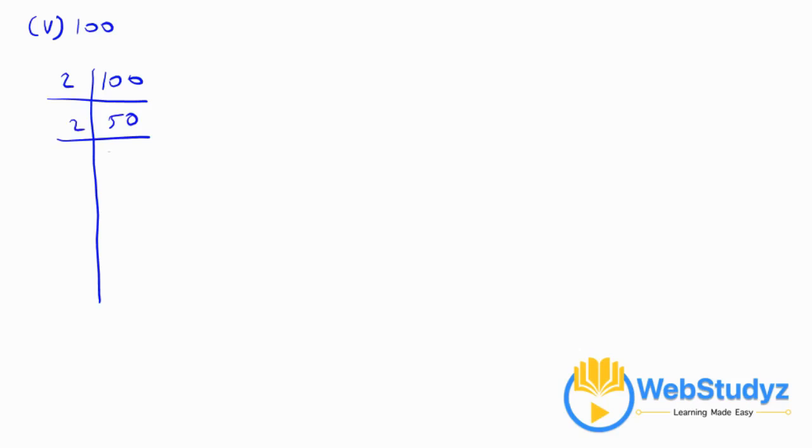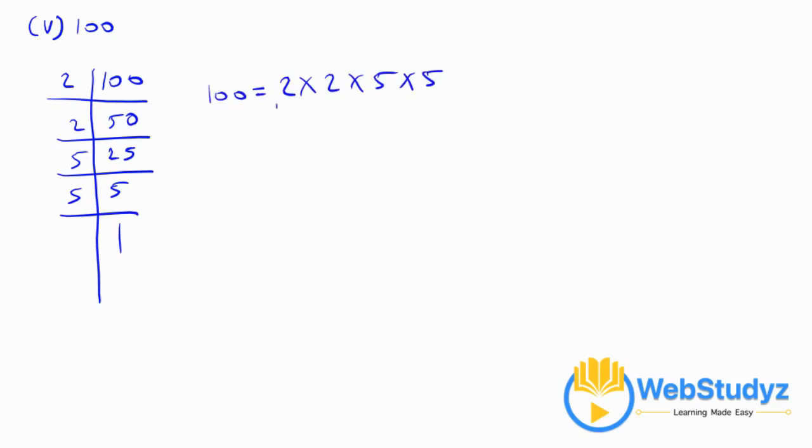Move on to the fifth one, that is 100. So now taking the LCM of 100, we can divide it by 2, we get 50. Again dividing by 2, we get 25. Now dividing by 5, we get 5. Now dividing by 5, we get 1. So the factors of 100 are 2 into 2 into 5 into 5.